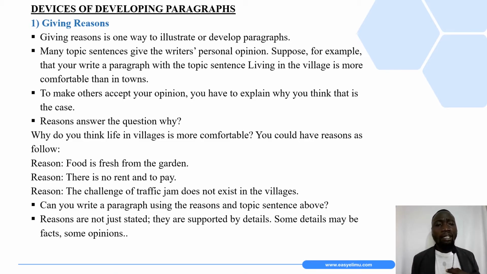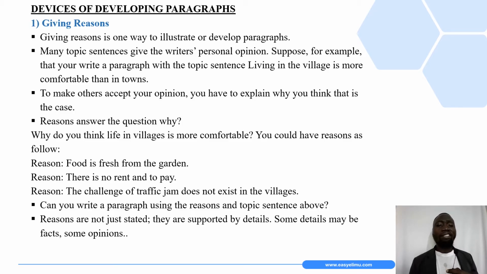So on what is important in our session today, that is looking at devices of developing paragraphs, the following are some of the devices that you can use to develop a paragraph. The first device is giving reasons in your paragraphs. So remember that giving reasons is one way to illustrate or develop a paragraph.